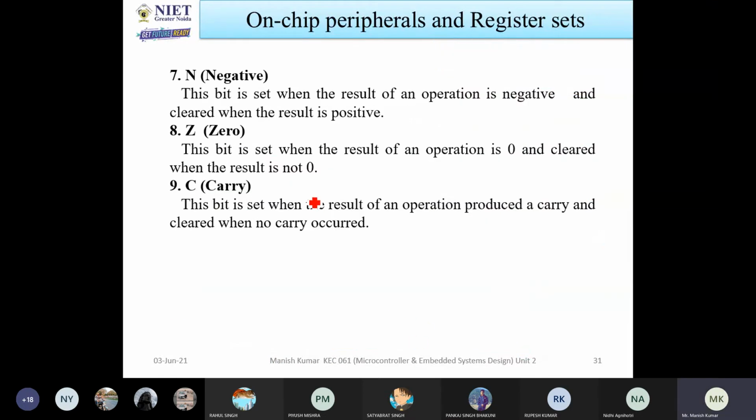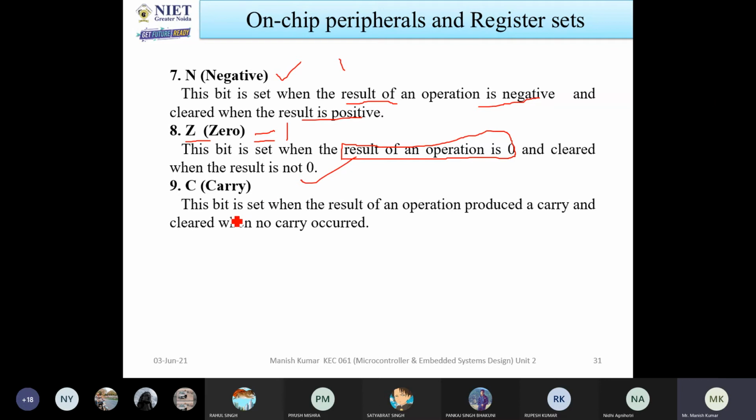When we talk about the negative flag, it depends upon the result, whether the result is positive or negative. If the result is negative, this bit is set. Whenever I talk about set or reset, set means 1 and reset means 0, always, in the case of a processor or controller. When the result is positive, the negative flag is reset. Now the zero flag is set, meaning 1, when the result of an operation is 0. If you do any operation and get the result 0, this flag will be set, and it is cleared when the result is not 0.